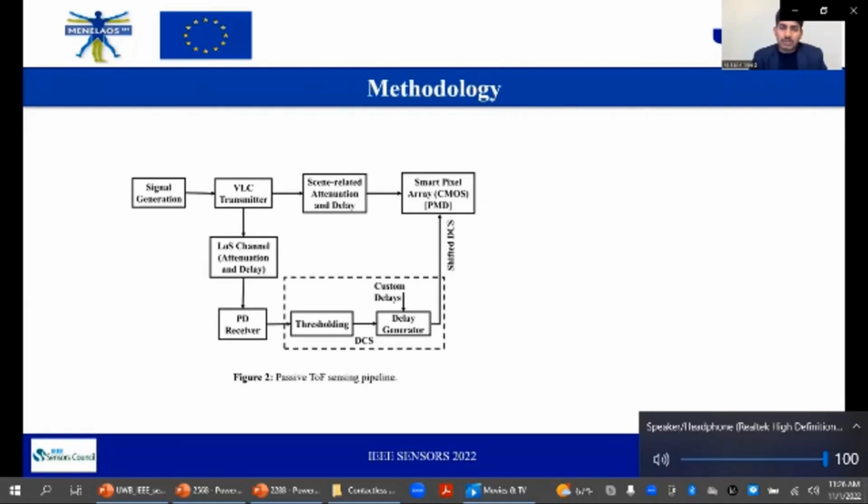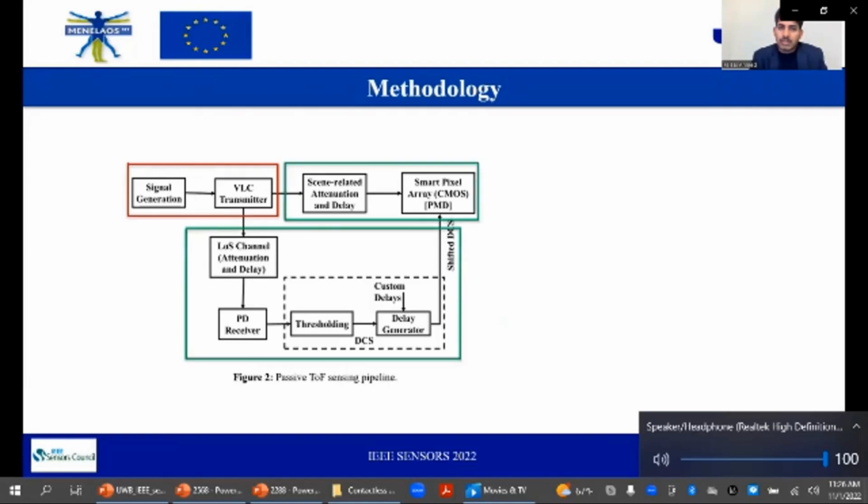So any source can generate a signal which is transmitted from the VLC emitter, and this also illuminates the scene. Also, a direct link is established between this emitter and the photodiode, and the received photodiode signal is moved towards the thresholding circuit. This thresholded signal then moves towards the delay generator, which enables custom delays, and then it is fed to the PMD module or evaluation board.